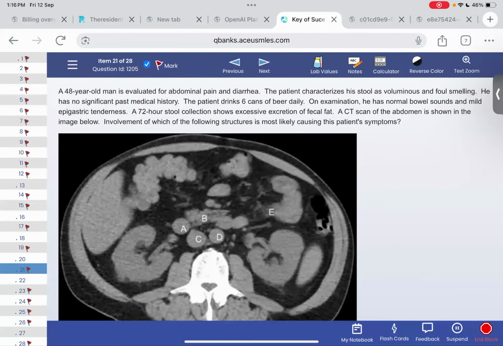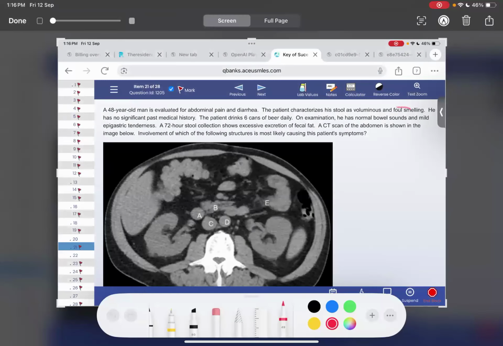A CT scan of the abdomen is shown in the image below. Involvement of which of the following structures is most likely causing this patient's condition? A 48-year-old man is evaluated for abdominal pain and diarrhea. The patient characterizes his stool as voluminous and foul smelling. Foul smelling means there is fat in it.